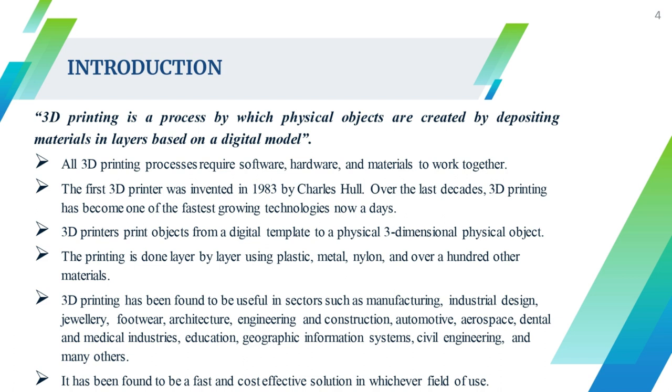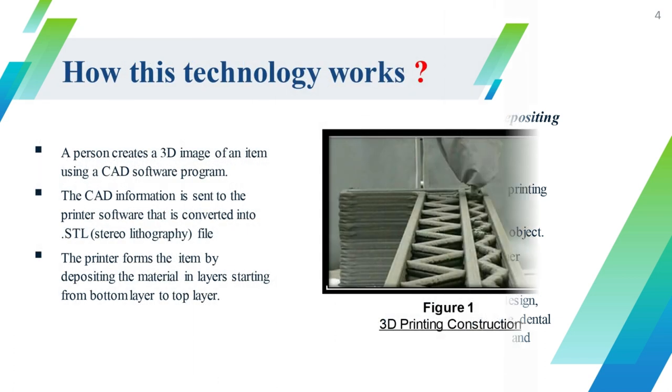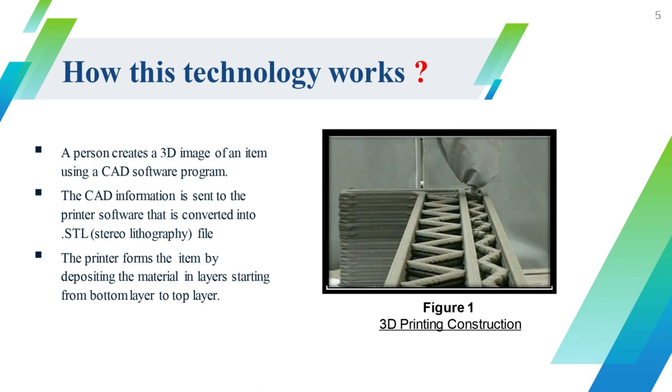Let's get to know how this technology works. In this technology, first, a person creates a 3D image of an item using a CAD software program. After that, the CAD information is sent to the printer software, where it is converted into an STL file. After that, the printer forms the item by depositing material in layers, starting from the bottom layer to the top layer.